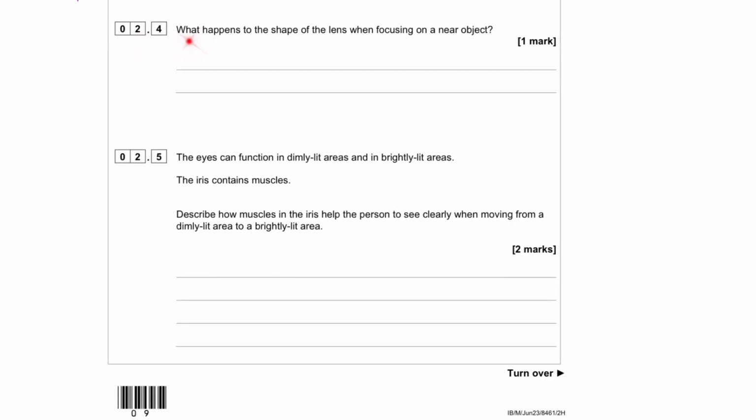Question 2.4. What happens to the shape of the lens when focusing on a near object? It will become fatter or thicker or wider.